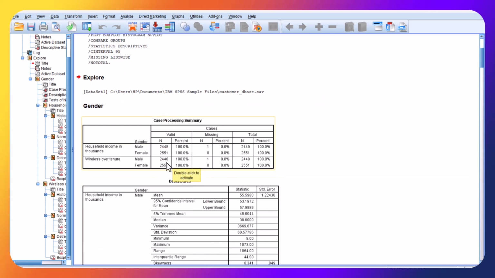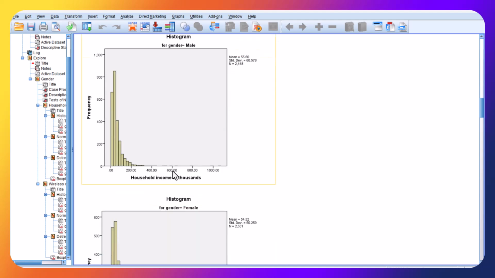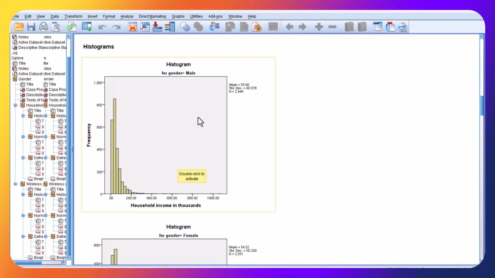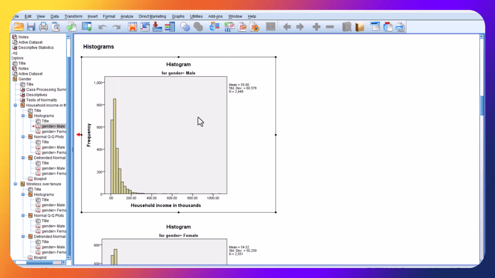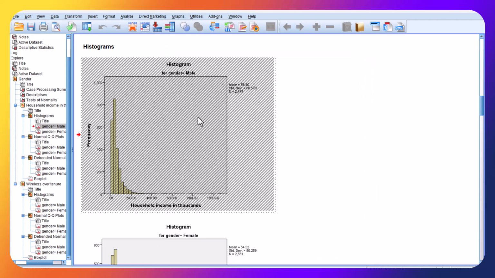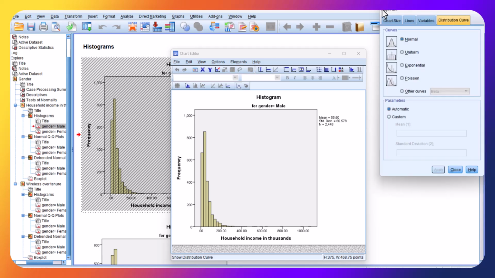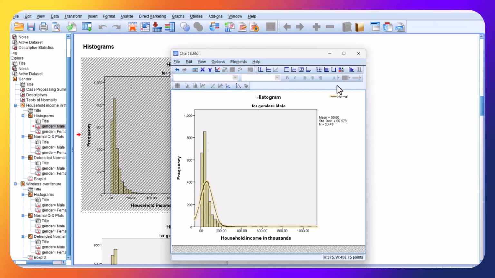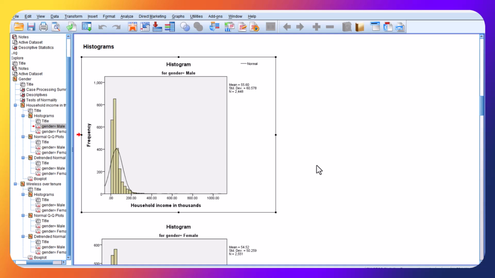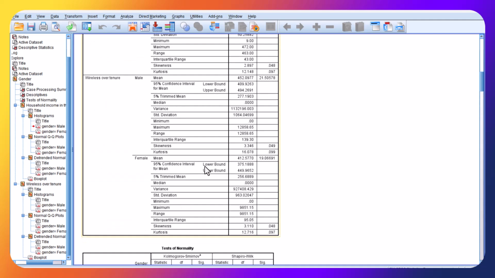And as for household income, this is the histogram showing the distribution of our data sets. It is basically applied for normal distribution, so we are applying the distribution curve as well. You can see that this data set is left skewed. It's skewed to the left, indicating that the majority of our values are below 400 for the male category.